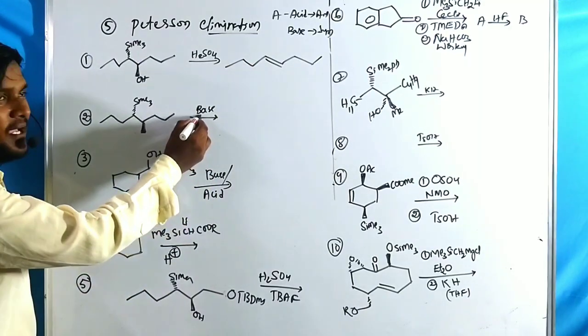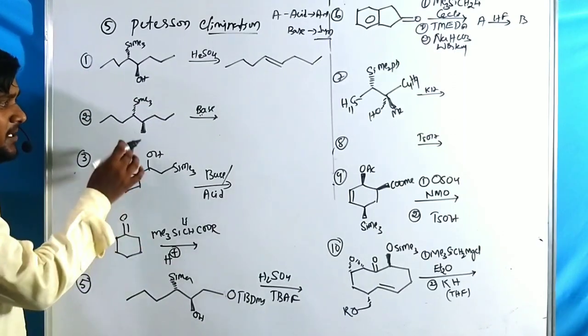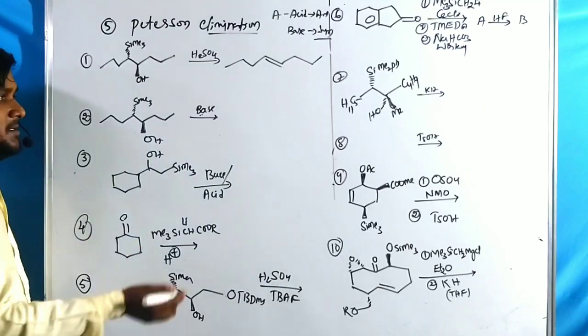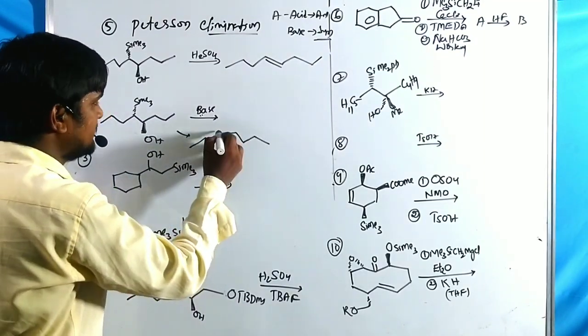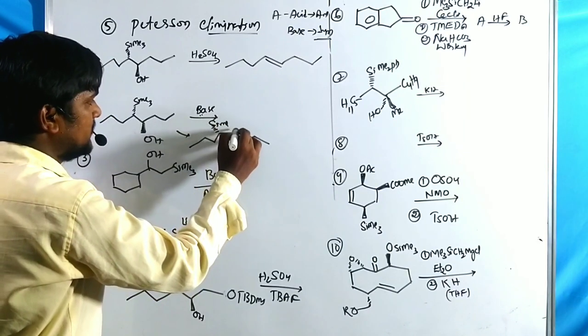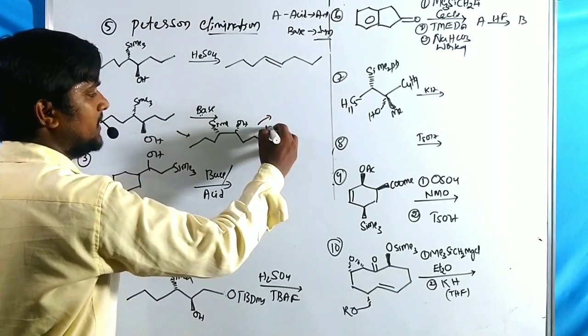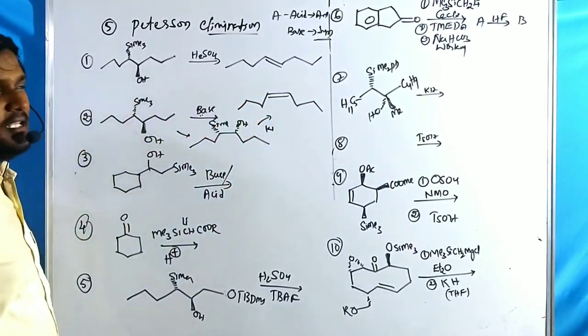Now here they are given in the base. Base requires syn elimination, but they are given in the opposite plane. That's why it requires a C-C bond rotation, for converting both groups into the same plane. After we use the base, we will get the Z isomer.